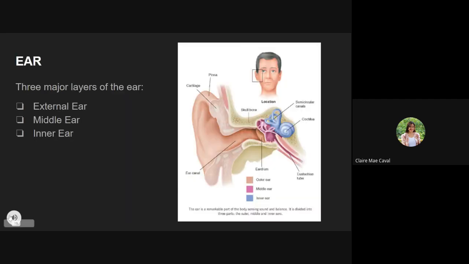Let's proceed to the next anatomical site. So that's the ear. This is the anatomy of the ear. There are three major layers of the ear. You have the external ear, that's the outermost part, the middle ear and the inner ear. Your external and middle ear structures are involved with hearing only, while the inner ear is involved in both equilibrium and hearing, and this is actually extremely complex. Okay, I'll not discuss the whole anatomy of the ear, but this is how it looks like.